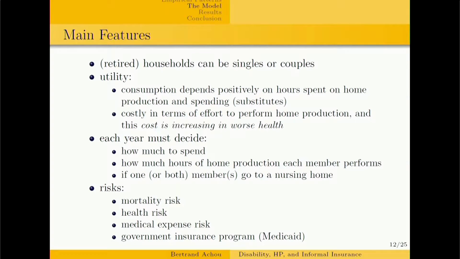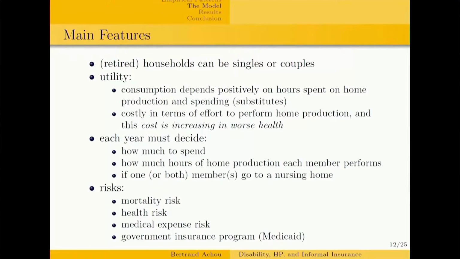You're going to decide on how much home production each member is going to perform. So this is also going to depend on spending, and this is going to depend on health. I'm going to go through it in a second. And then you're going also to decide if one or both members should go to a nursing home. That's a new feature of the model. Here the idea is that the nursing home brings another kind of technology, and at some point it might be more beneficial to pay the cost of the nursing home and let one of the two go to the nursing home. So that's the way it is modeled here. And there is also a utility cost of going to the nursing home. So you want to avoid in some way the nursing home as well. So you need to have these trade-offs.